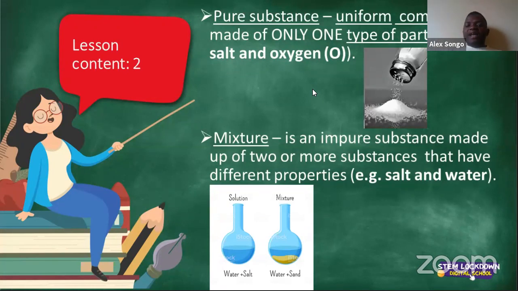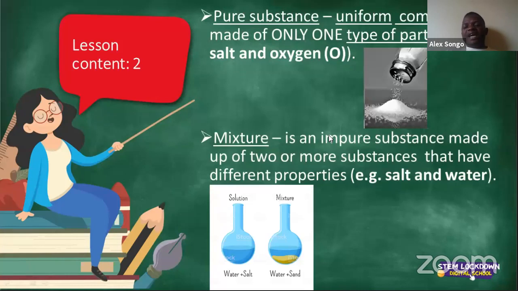So pure in natural sciences, for our standard of understanding, is the uniform composition of a type of substance that only has one type of particle. So it's not mixed with anything else. We go into the mixture.